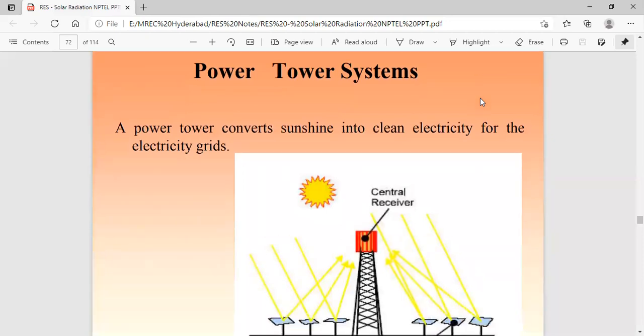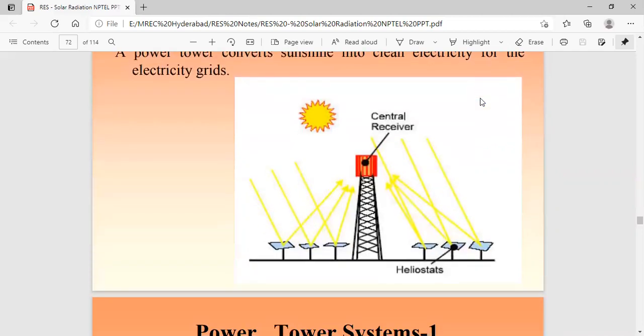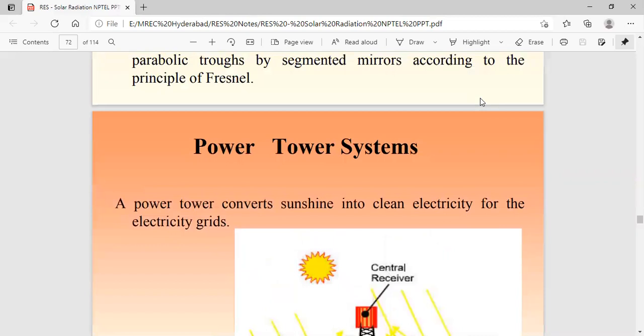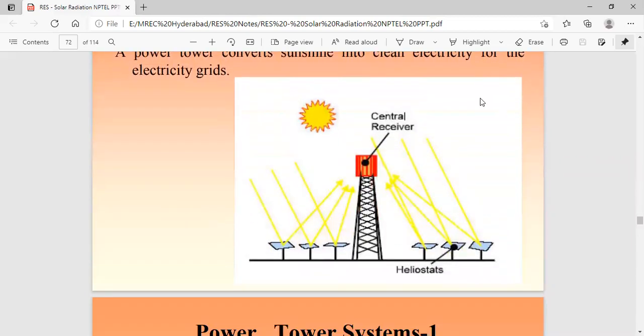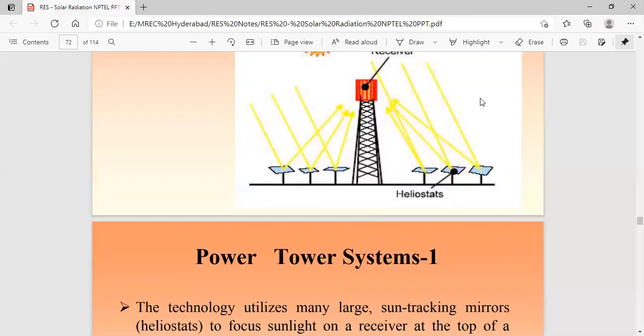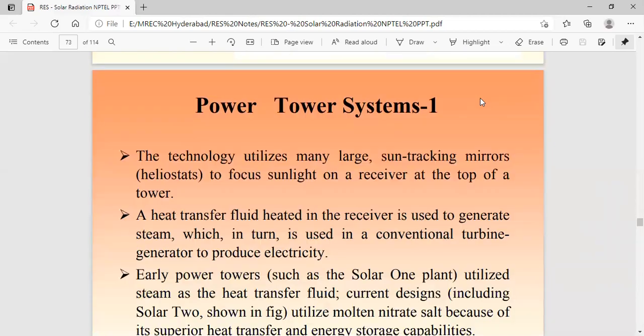So next one is power tower systems. A power tower system converts sunshine into clean electricity for the electricity grids. This is a diagram of a power tower system. The solar panel is located in one place, so that power block is directly connected to the grid systems. That is called a central receiver. So this system is called a power tower system.